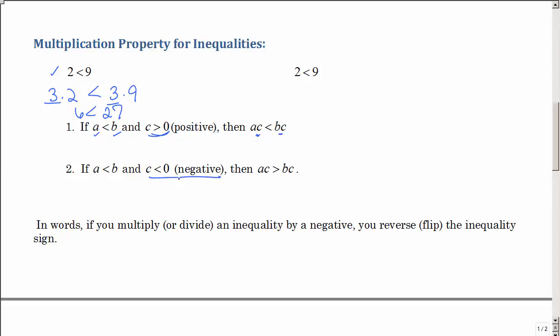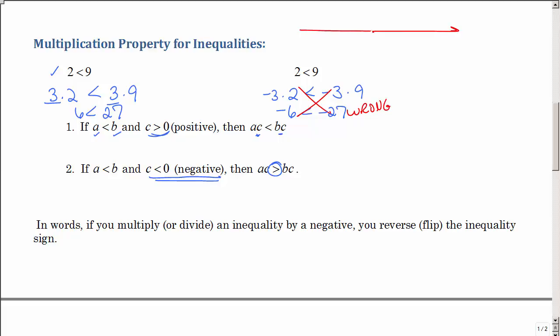However, if I multiply by a negative, we flip that. So if I multiply by -3, and I left my sign like I just did, I would be saying -6 is less than -27. And that is wrong. Alright, if you look at a number line, here's 0, here's -6, here's -27. -27 is not bigger than -6. It is less than -6. So we would have -6 is greater than -27.